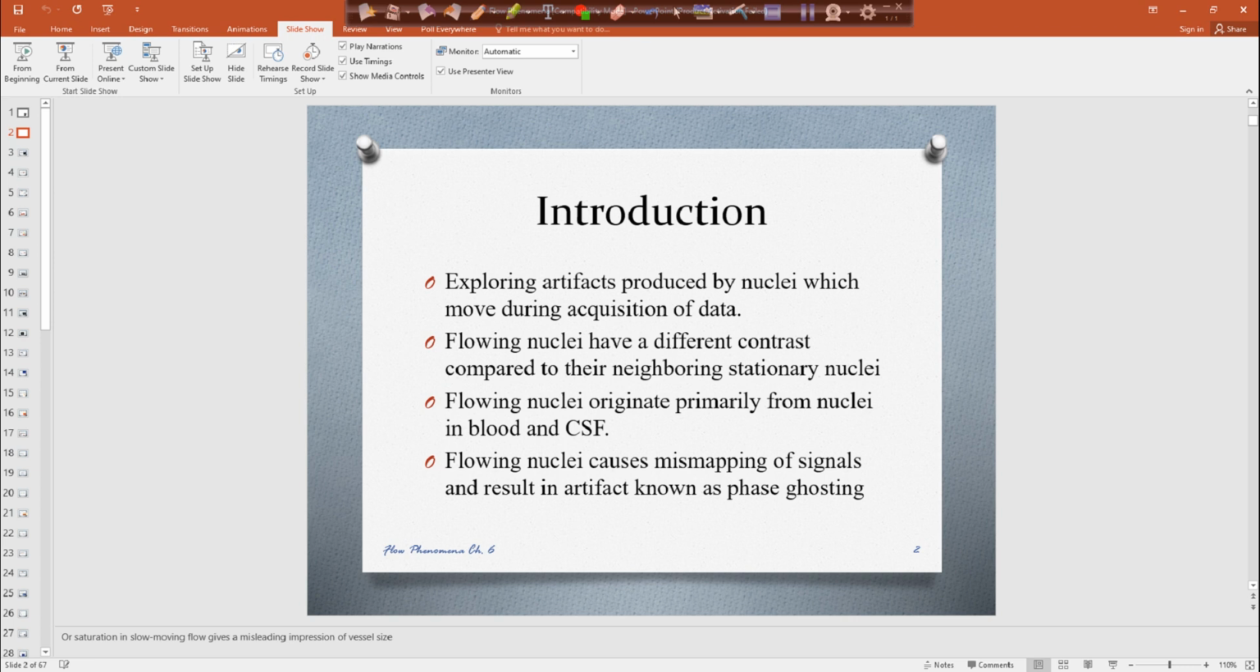All right, so here are our objectives. We're going to be exploring artifacts produced by those flowing nuclei, which move during our image acquisition. So we have stationary nuclei, like your muscles, your tendons, your bones, all those things would be considered stationary. And then CSF and blood is going to be flowing and moving across those gradients as we're scanning. So we'll talk about how the phase is going to be changing with those nuclei compared to our stationary nuclei. And then that creates a different contrast compared to our stationary nuclei.